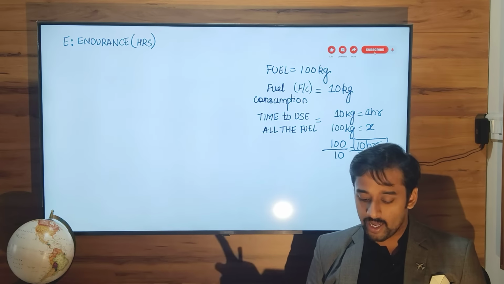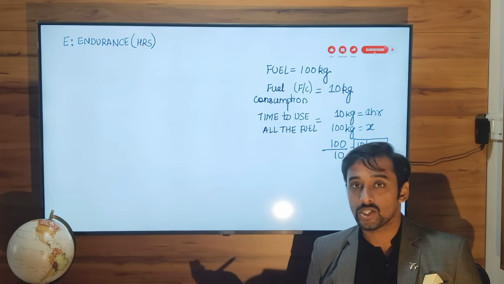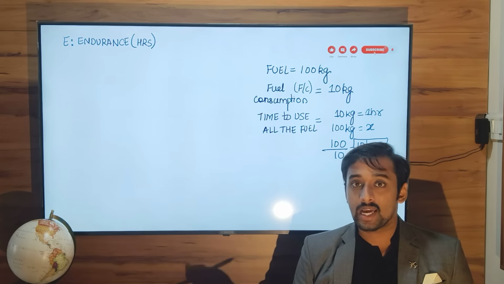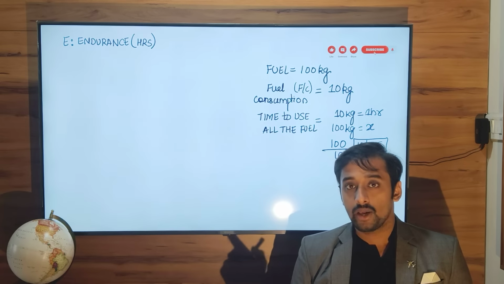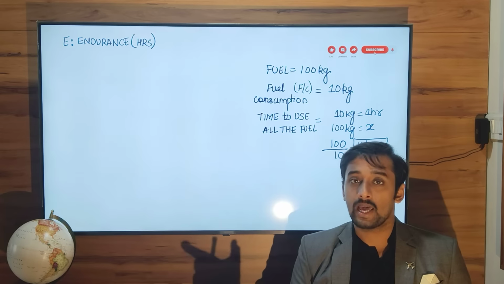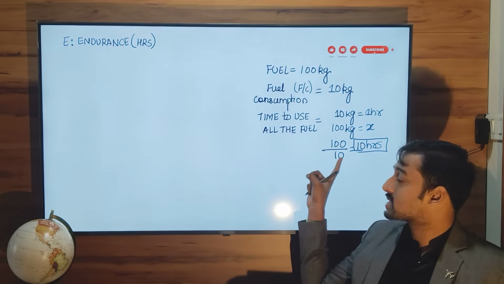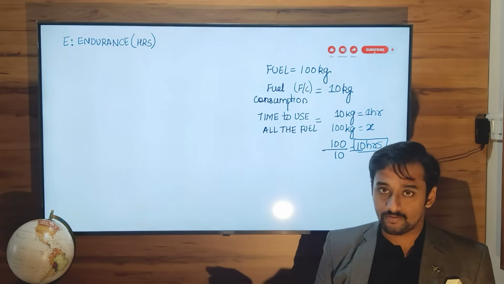So again, a quick recap: you have 100 kg fuel. Fuel consumption means the rate at which you are consuming fuel, whether you're consuming 10 kg per hour, 20 kg per hour, 15 kg per hour, and so on. That is your fuel consumption rate. After knowing fuel on board and fuel consumption rate, you can calculate your time. So the maximum time that you can fly with the available fuel, in this case, is 10 hours. In 10 hours you will have finished all your fuel on board.